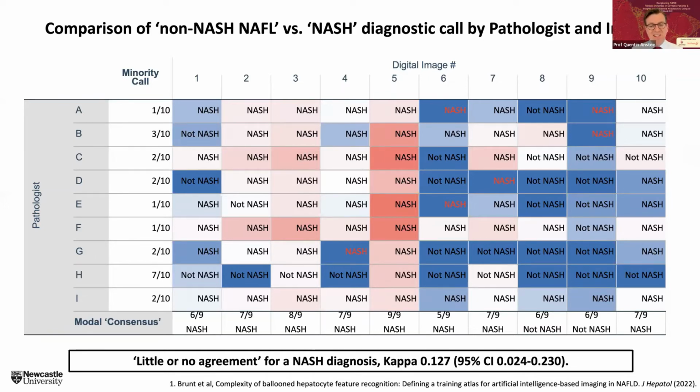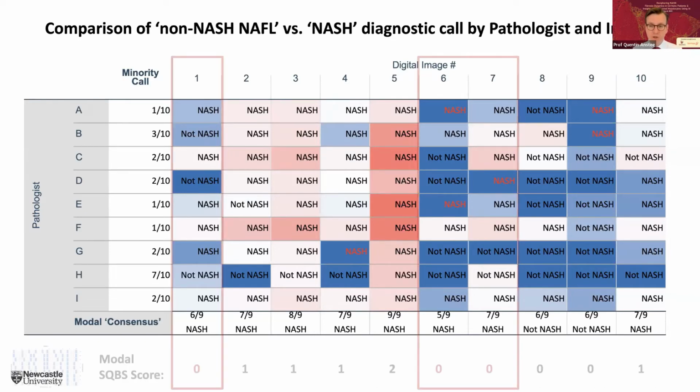There was relatively little agreement on a NASH or no NASH diagnosis when pathologists were looking just at an H&E image. And also, there appeared to be something of a disconnect between burden of ballooning and the propensity to either diagnose NASH or non-NASH. There was only one slide where all 9 pathologists considered NASH to be present, which was slide 5, which, if you remember, I demonstrated had very high levels of ballooning on it.